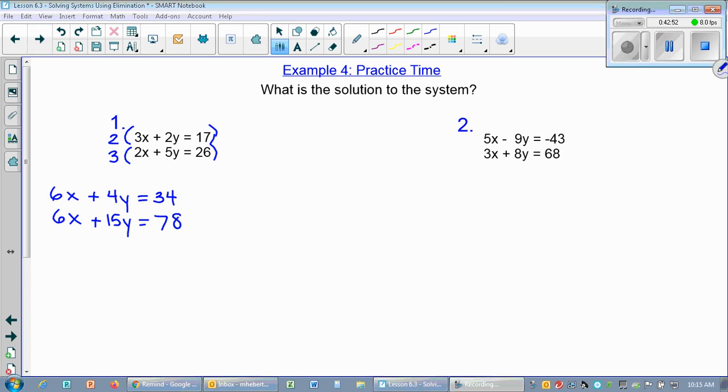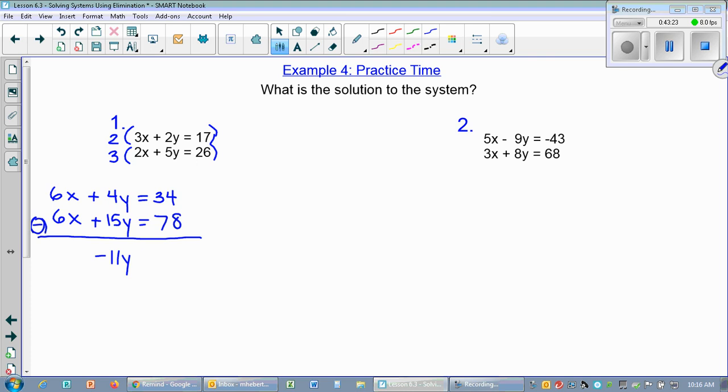Okay, so now, since they have the same coefficient, both positive 6, they have the same sign, so that second qualification of same sign means we subtract. Same sign, subtract. So you'll subtract: 6x minus 6x is 0x. 4 minus 15 is equal to a negative 11y. And then we're going to do 34 minus 78.